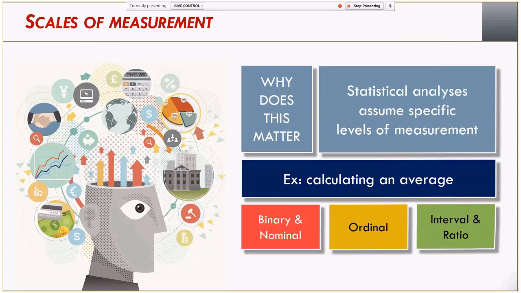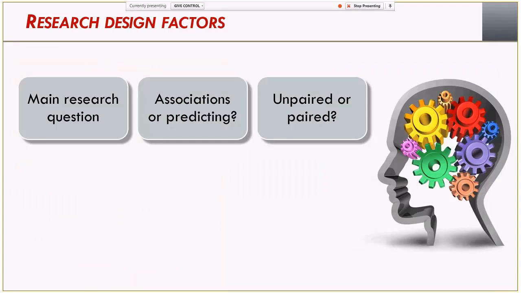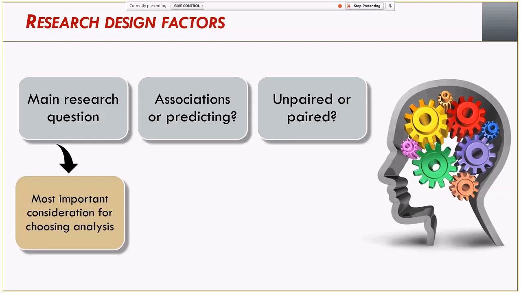Again, when thinking about a particular statistical analysis, there are some research design factors that you have to keep in mind. The main one, in my opinion, the more I think about it, it's probably the overarching main reason, the most important one, is your research question. I think that it always comes back to the research question. What is the most appropriate analysis that will best address questions of your project?